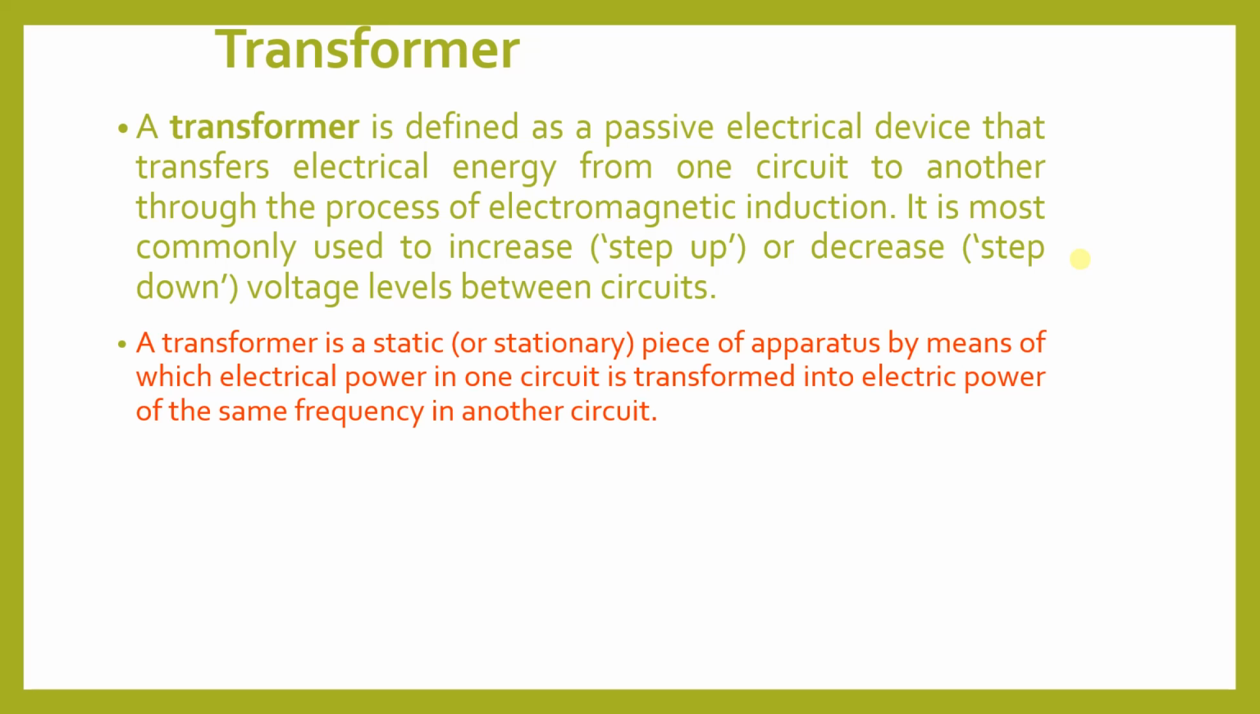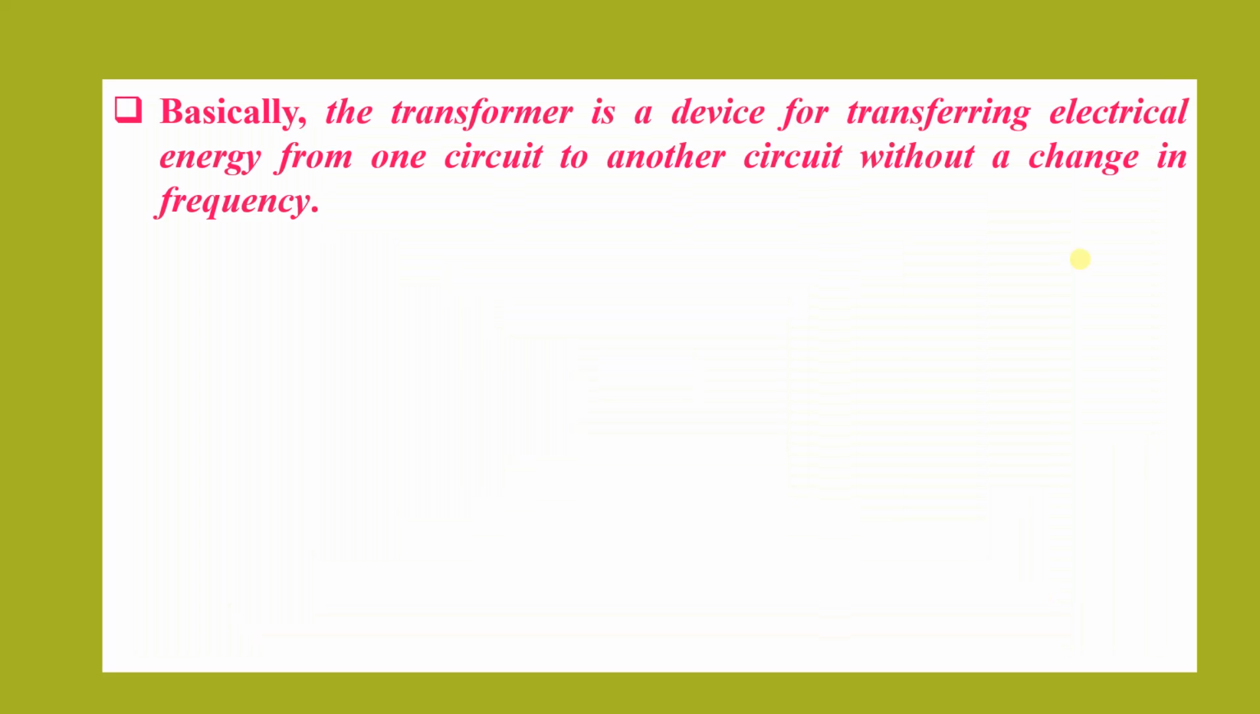The transformer is a static or stationary piece of apparatus by means of which electrical power in one circuit is transformed into electric power of the same frequency in another circuit. Means that the transformer is a device which transforms electrical energy from one circuit to another without changing the frequency of the circuit. Basically, the transformer is a device for transferring electrical energy from one circuit to another without change in frequency.